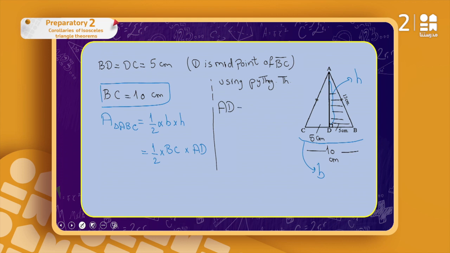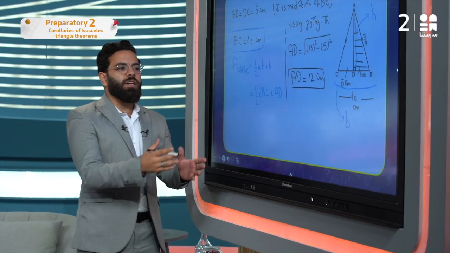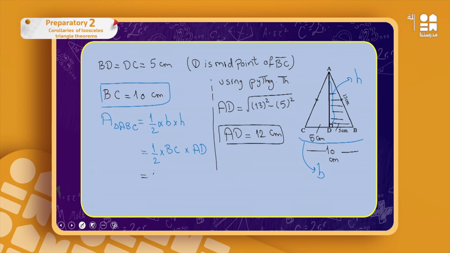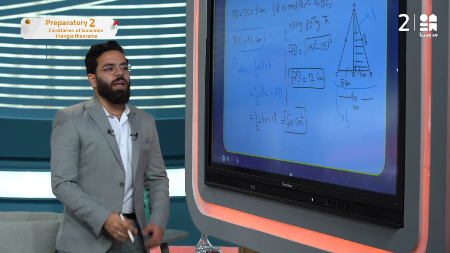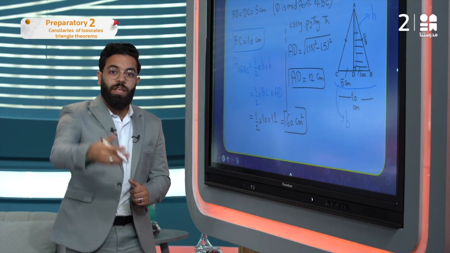So AD equals the square root of 13 to the power 2 minus 5 to the power 2. Is it clear? So AD equals 12 centimeters. Using Pythagoras theorem we found AD. So let's get the area: half multiplied by 10 multiplied by 12, so the result is 60 centimeters squared. And this is the area of triangle ABC. Is it clear? Okay. The next one.